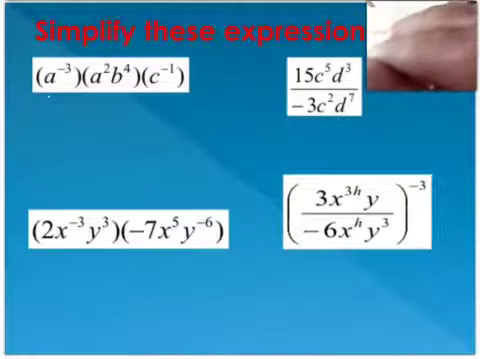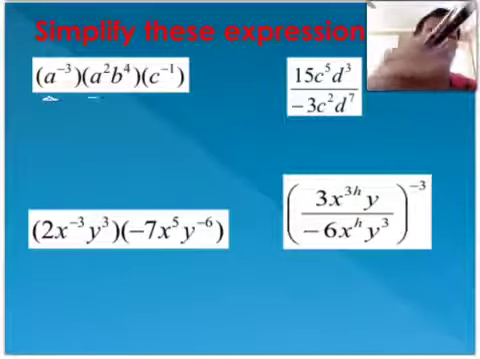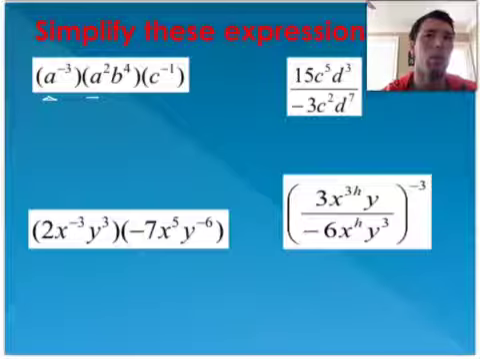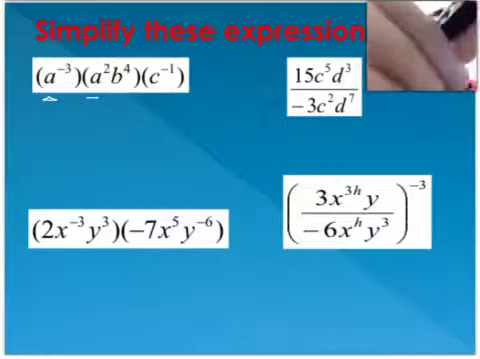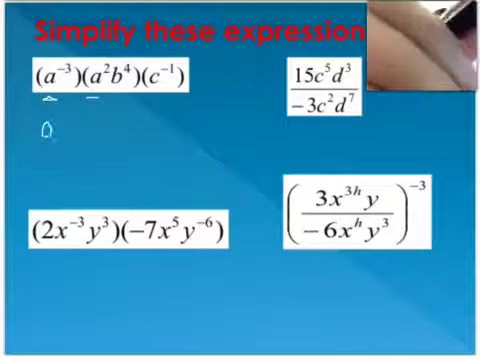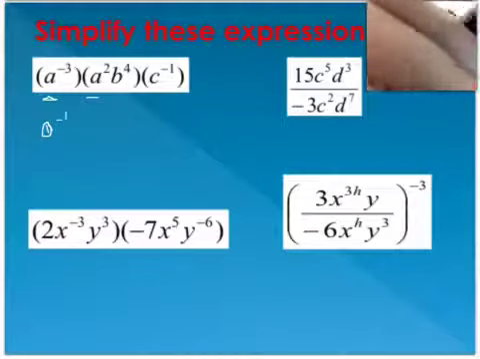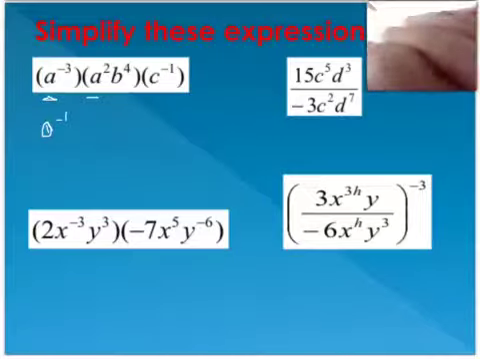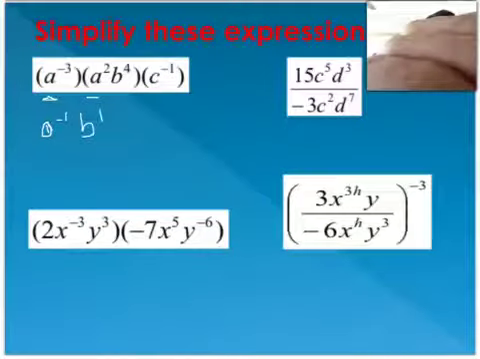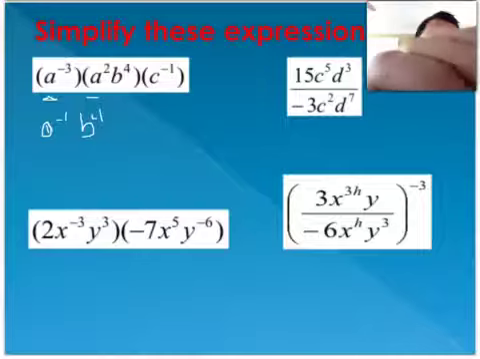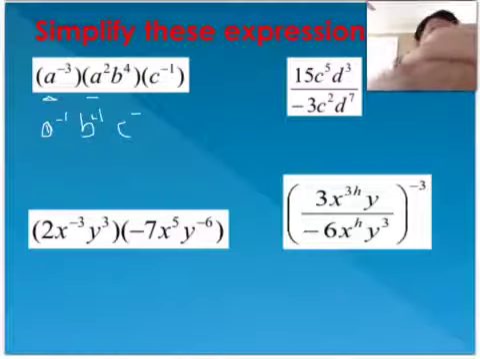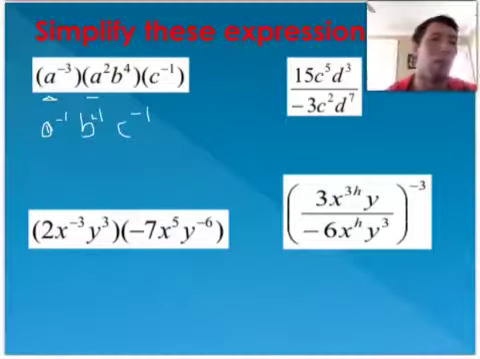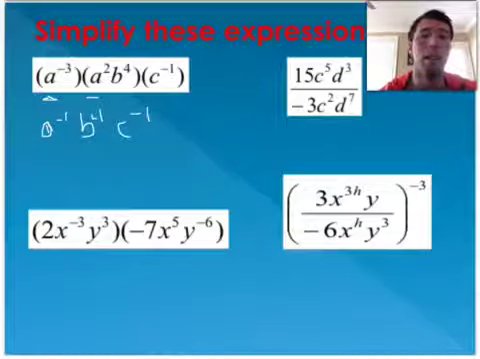The a and the a. How many a's will we have? What's negative 3 plus 2? That's negative 1. So we're going to have a to the negative 1. And then we're going to have b to the fourth. And we're going to have c to the negative 1. So I'm just combining everything. I really only had to combine my a's.